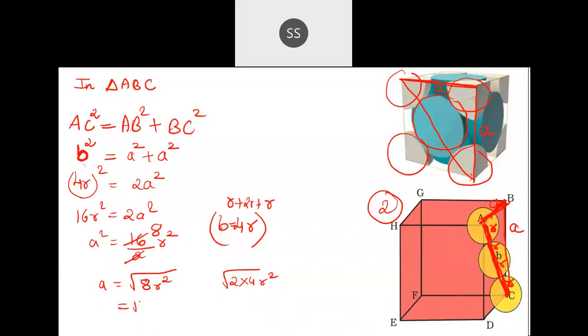Yeah, you can just write it as root 2, and then root of 4 is 2, correct? No, so I'll write that 2 outside. So 2 root 2 R, since the square root of R square will be R. So the value of A is 2 root 2 R. Okay, this will be the value of A.